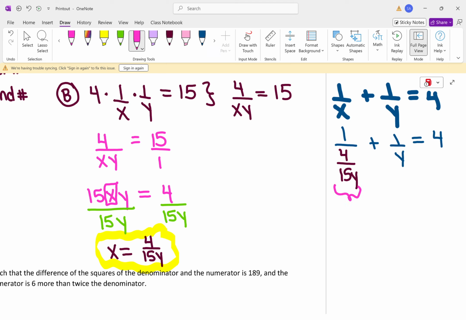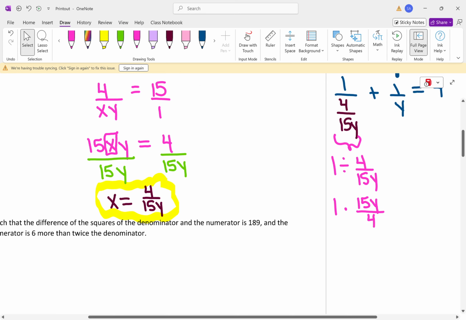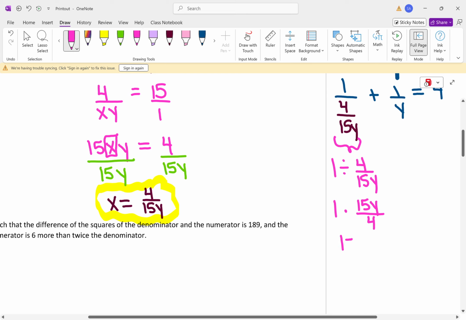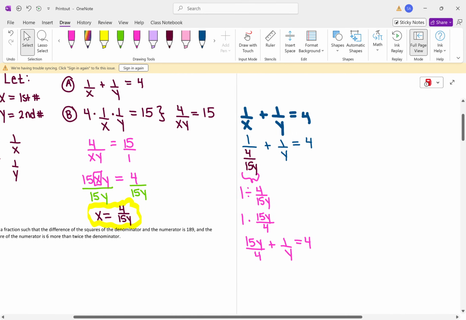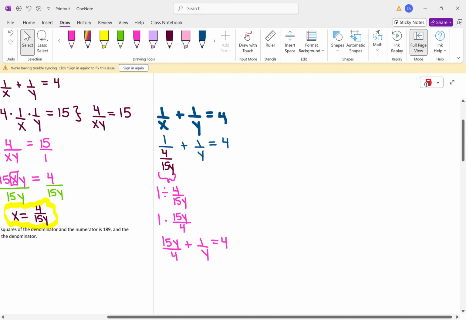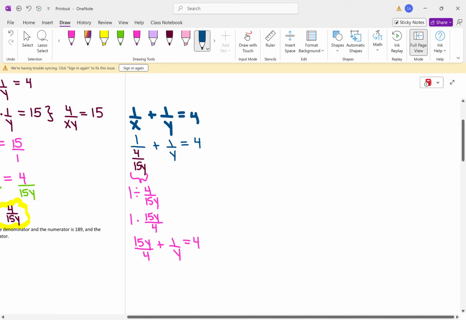Now I want to simplify this. 1 over 4 over 15y. Isn't that the same as saying 1 divided by 4 over 15y? Keep, change, flip. So this is the same as 1 times 15y over 4. So now we're going to have 15y over 4 plus 1 over y equals 4. I'm going to bring this up here.